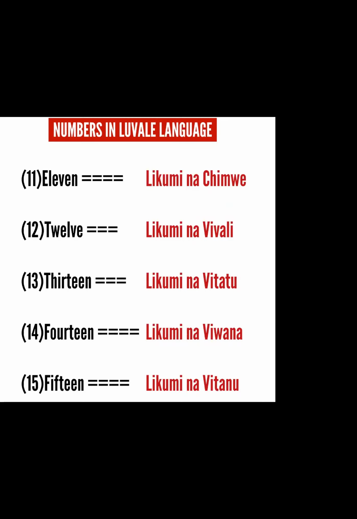I will say it's very easy to understand these numbers because they're building up. Okay, 12, 10 plus 2, 11, 10 plus 1, 13, 10 plus 3, 14, 10 plus 4, 15, 10 plus 5. So they're building up on each other.